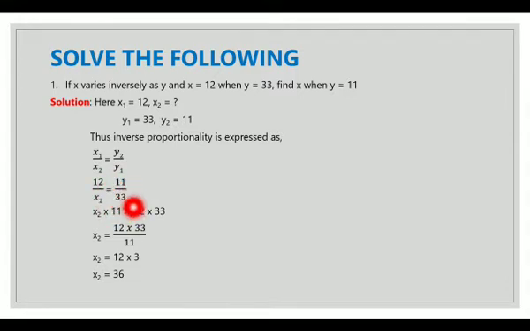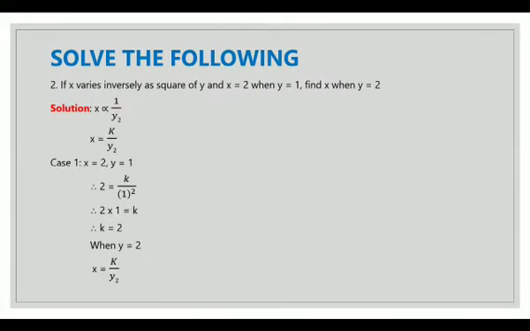Now we need to do the cross multiplication. So x2 into 11 equals 12 into 33. So keeping x2 on one side, we get 12 into 33 upon 11. 11 here it is multiplication. So when it goes on other side, it becomes division. 11 ones are 11, 11 threes are 33. So 12 into 3. So x2 equals 36.